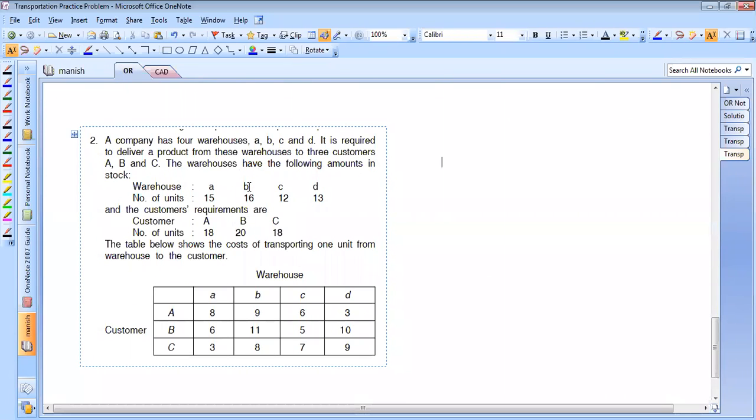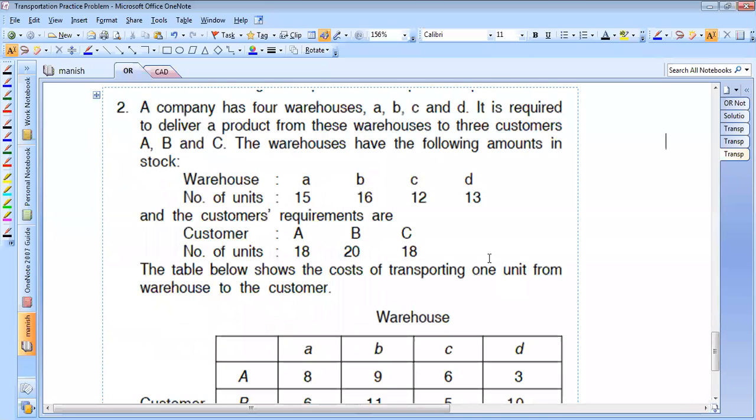Is it visible, students? Or should I zoom it some? Something must be there to zoom it. I think now it is visible. Is it visible now? Yes, sir. Okay, great. So now we can read the problem.